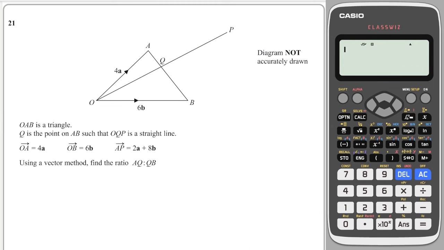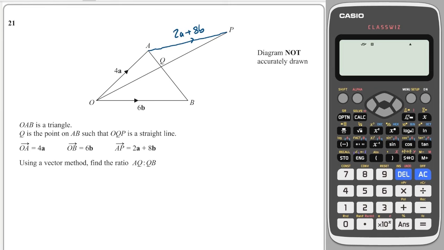Question 21, vectors question. We're seeing these questions come up lots and lots recently, and they are challenging. So we have a triangle, we have that straight line, all shown nice and clearly, but what's not shown for some reason is that a to p is 2a plus 8b. And it says work out the ratio between a and q and b. So what we really need is an expression for a to q, and we need to find two expressions in order to solve simultaneously.